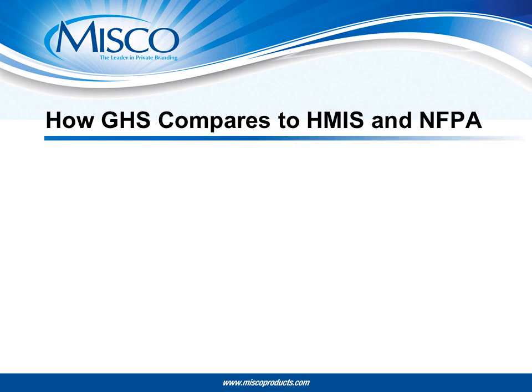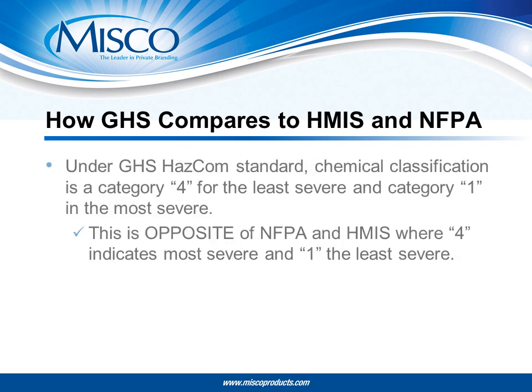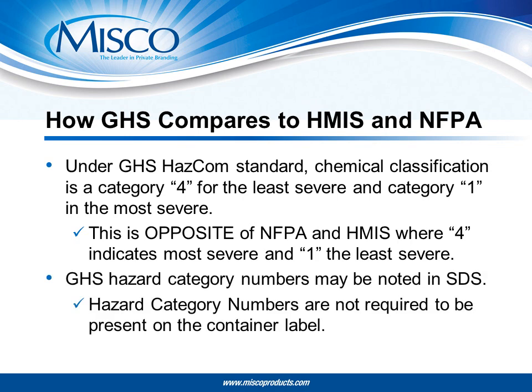So let's take a look at how GHS compares to HMIS and the NFPA. Under the GHS HazCom standard, chemical classification is Category 4 for the least severe and Category 1 for the most severe. This is opposite of NFPA and HMIS, where 4 indicates most severe and 1 the least severe. The GHS hazard category numbers may be noted in the SDS. Hazard category numbers are not required to be present on the container label.